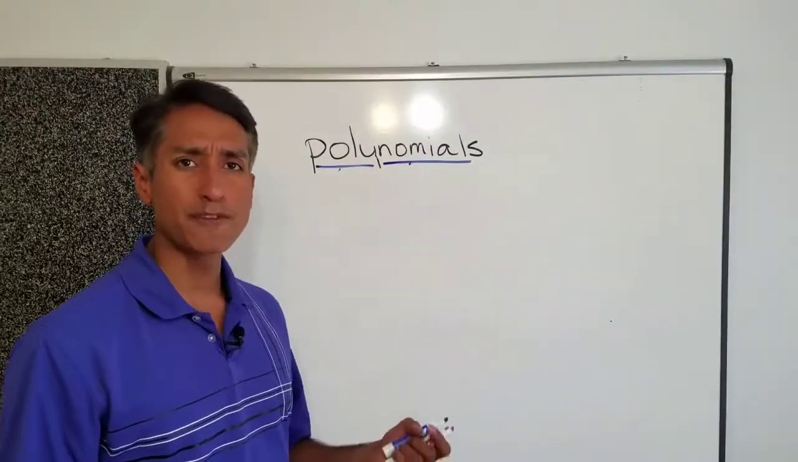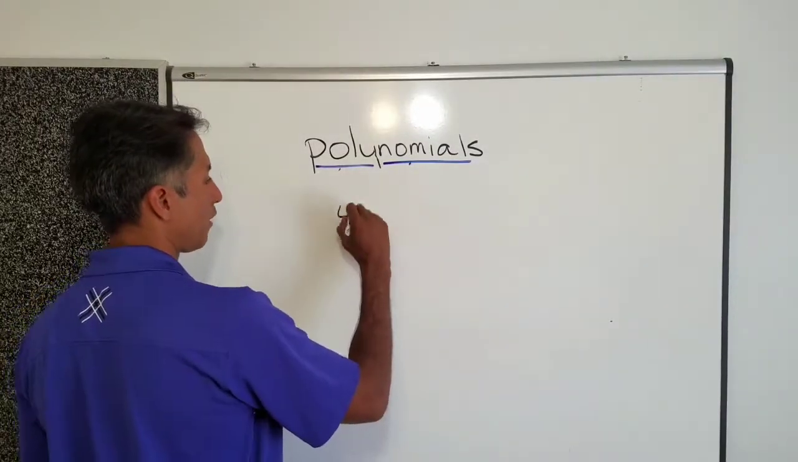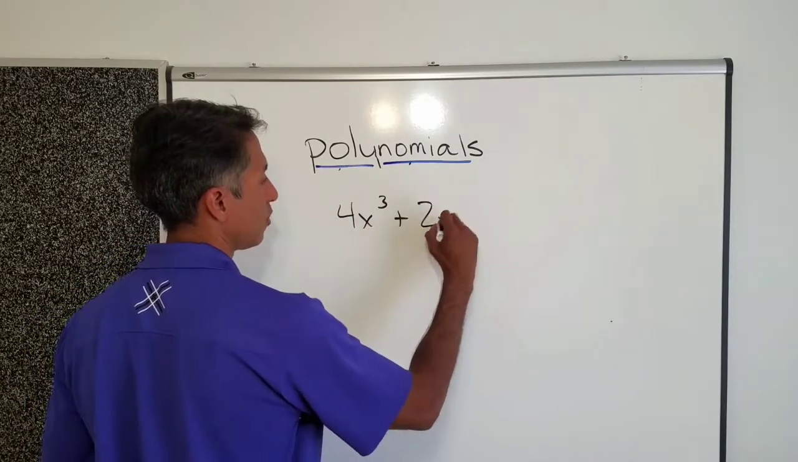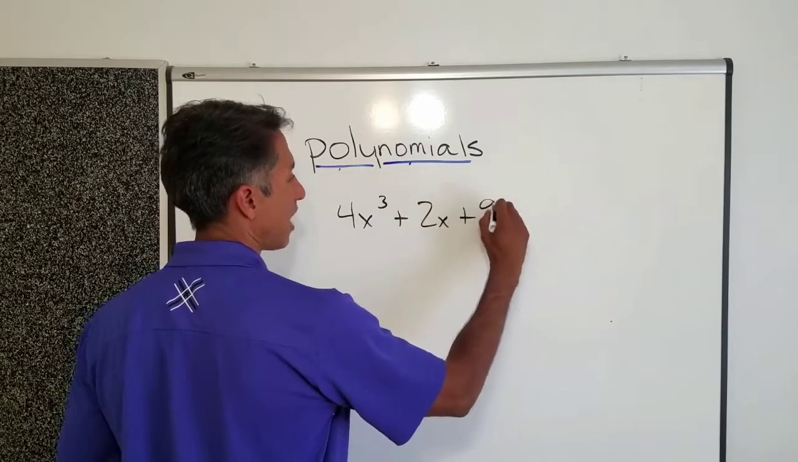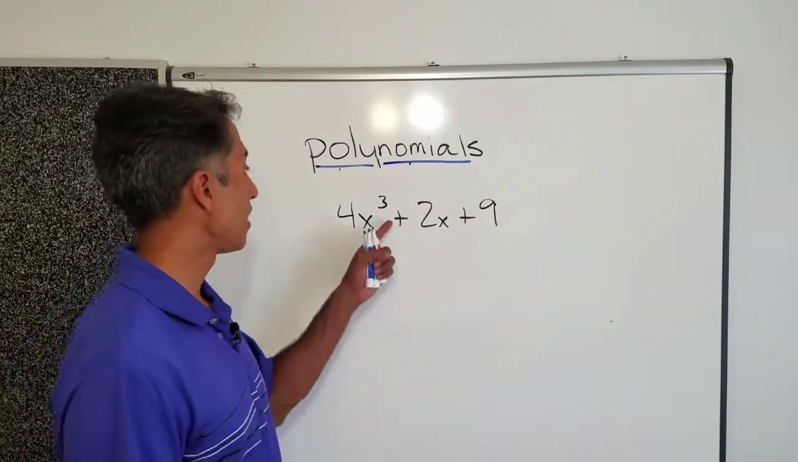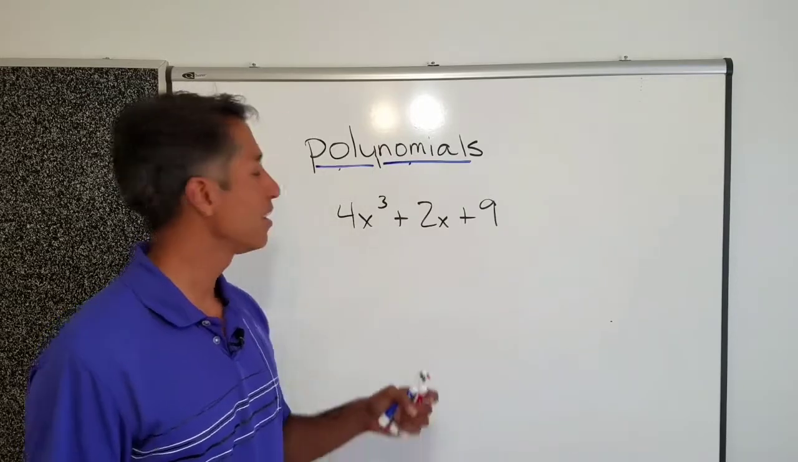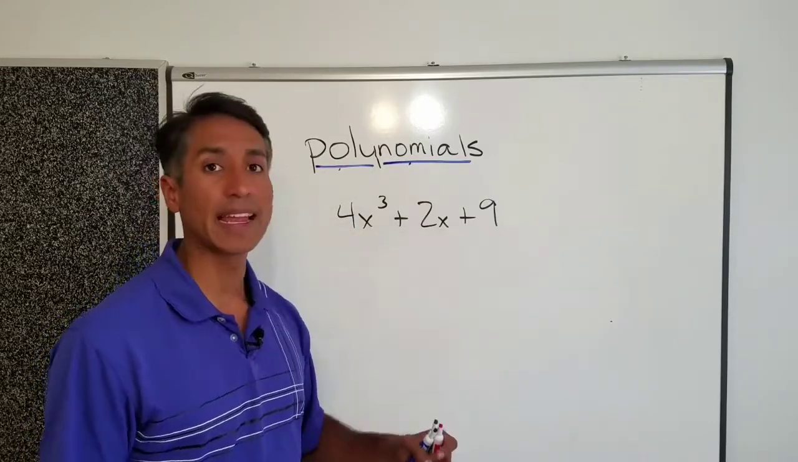But you might say, well, what if you're missing a couple parts? Like what if you have 4x cubed plus 2x plus 9? Okay, well, what if there's nothing in the middle? What if there's no x squared? That's okay, right? You just put them in order like this.